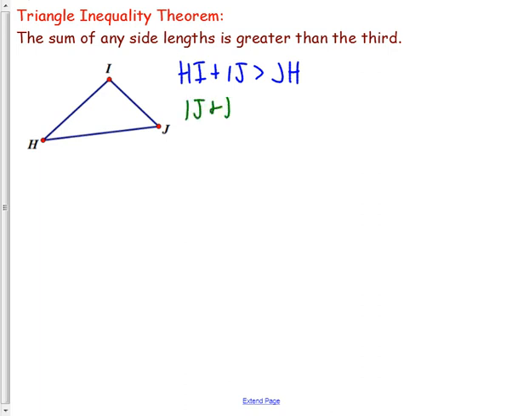IJ plus JH is greater than HI. And lastly, JH plus HI is greater than IJ. So no matter what pair of segments you pick, they need to be longer than the opposite or the third side. A note on this, you will be given 2 or 3 of the lengths.